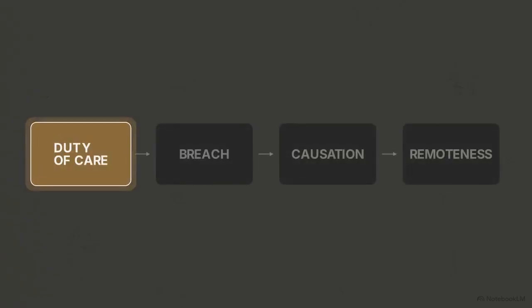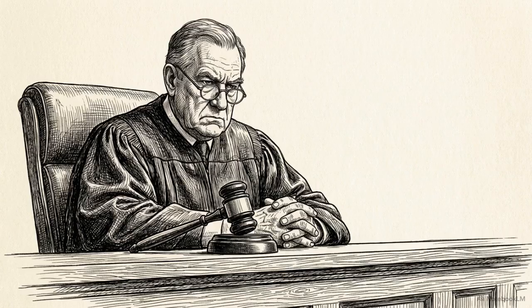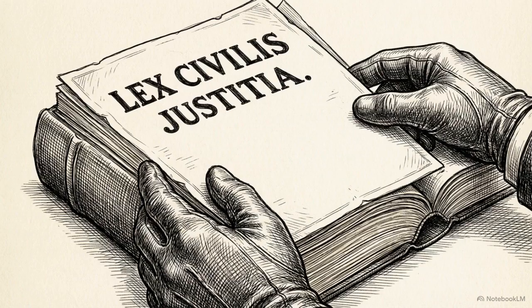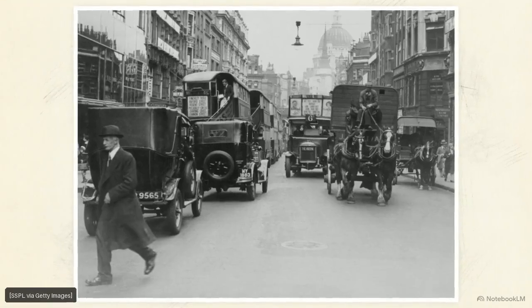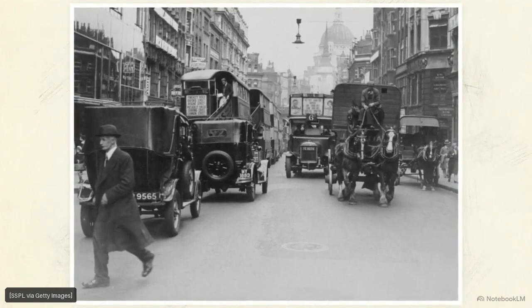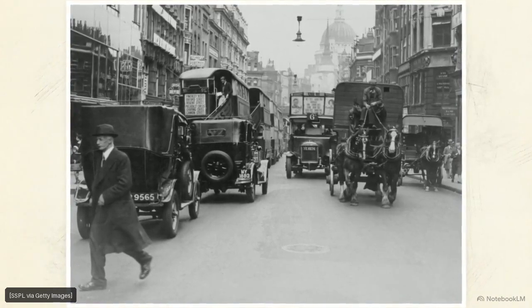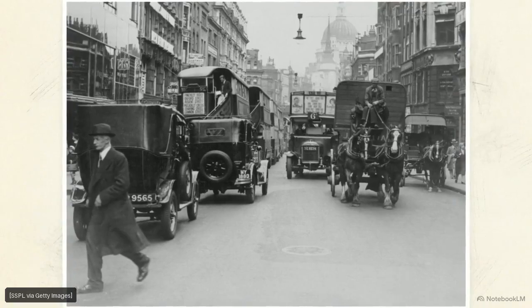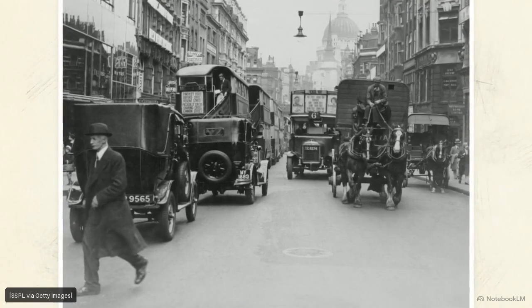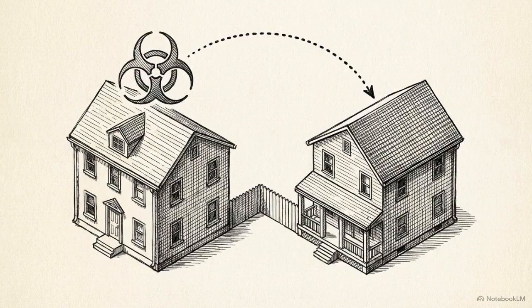We begin with Node 1, duty of care. Before a court evaluates whether a defendant acted poorly, it asks a threshold question. Did the law require them to act carefully in the first place? The baseline answer for both the UK and Australia comes from the 1932 landmark case, Donoghue v. Stevenson, which established Lord Atkin's neighbor principle. The neighbor principle dictates that you must take reasonable care to avoid acts or omissions that you can reasonably foresee would likely injure your neighbor.